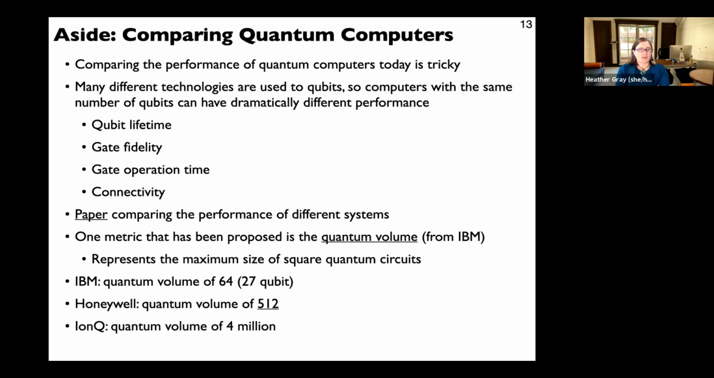And if we use that, if you take a 27 qubit IBM computer, they've achieved a quantum volume of 64. Honeywell has achieved 512, and IonQ just recently said that they've achieved one of 4 million. Now, of course, what you can notice here is that these numbers grow really rapidly. I think it's also the case that one can tune the type of quantum computer that you build in order to maximize this measure of the quantum volume. Nonetheless, it's something that we do have, which can be used for comparing different computers.